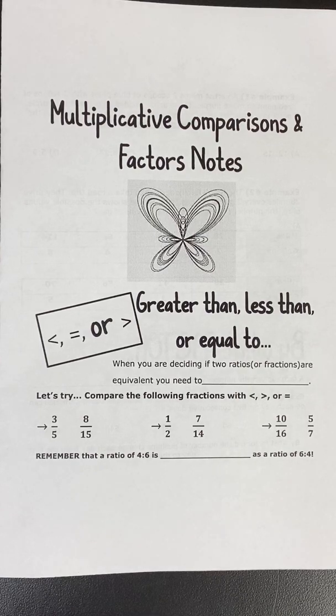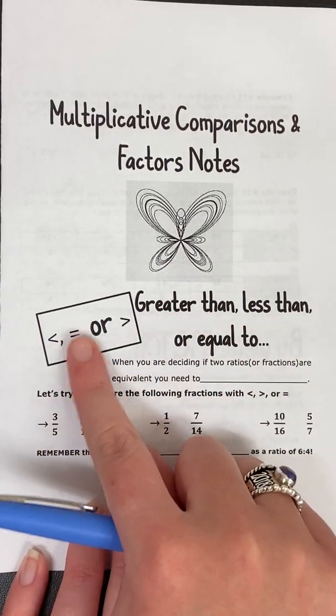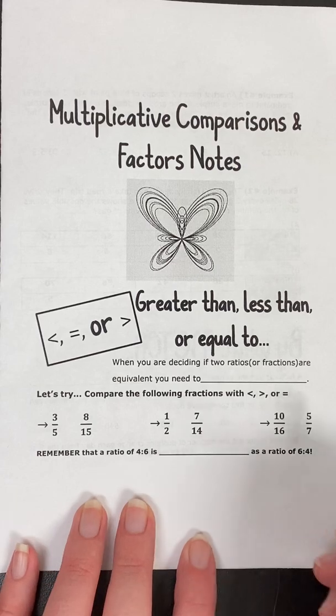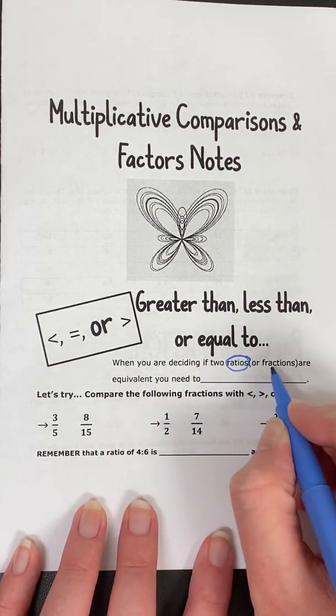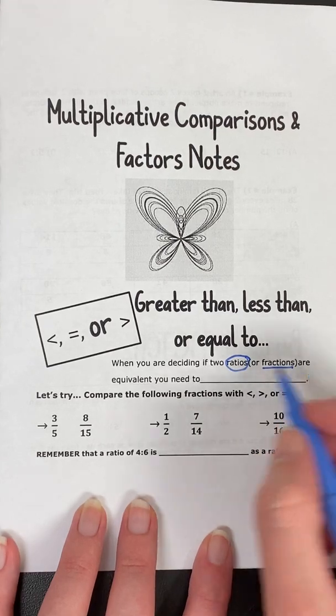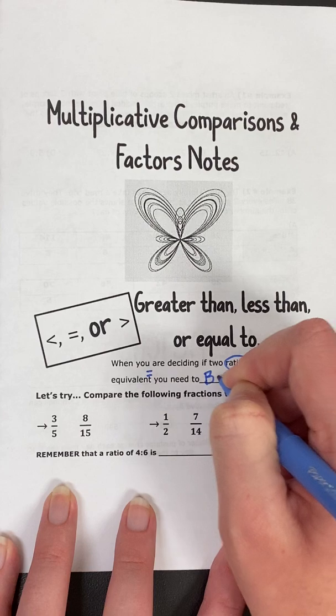Alright guys, so today we're going to talk about multiplicative comparisons and factors. So the first thing we're going to talk about is comparing fractions or ratios. So that's greater than, less than, or equal to, and these are our symbols. These should be familiar to you. It says when we are deciding if two ratios, which can also be written like fractions, are equivalent, so if they're the same, we need to use the butterfly method.